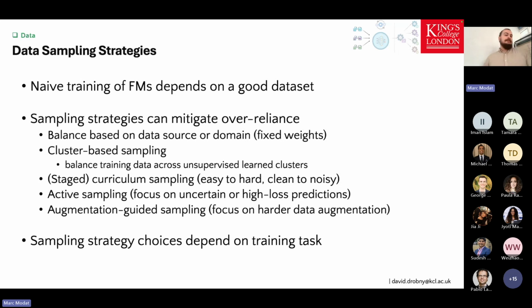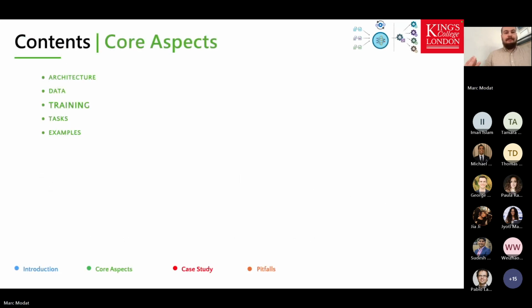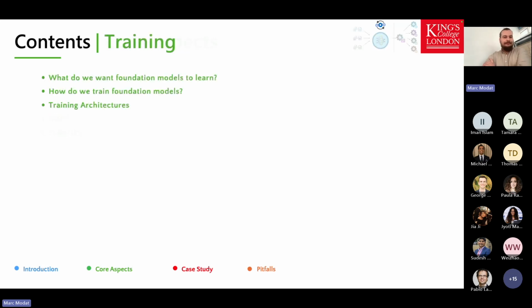And the sampling strategies pretty much depend on our data. What kind of information do we have? What assumptions do we make? So it's something to keep in mind and make informed decisions. So that's the data itself. And then how are we using the data to train our model?